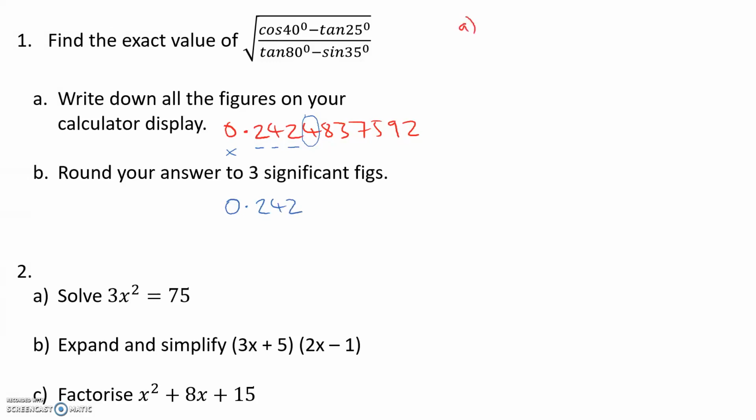Okay, number 2a, solve 3x squared equals 75. Right, let's go up here. So 3x squared equals 75. Right, what do I want to do to the left hand side?